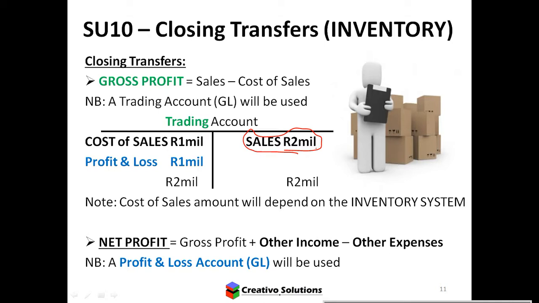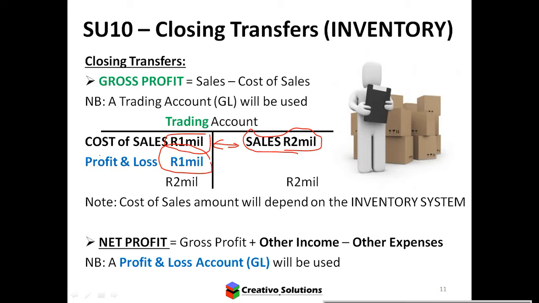Okay, cost of sales. What type of account? It's an expense. Correct. So if it's an expense, it's going to have a debit, exactly. Right, so your cost of sales will be on the debit side. Right, and what do you notice? Well, the difference here, 2 minus 1 is? 1 million. What is that representing?